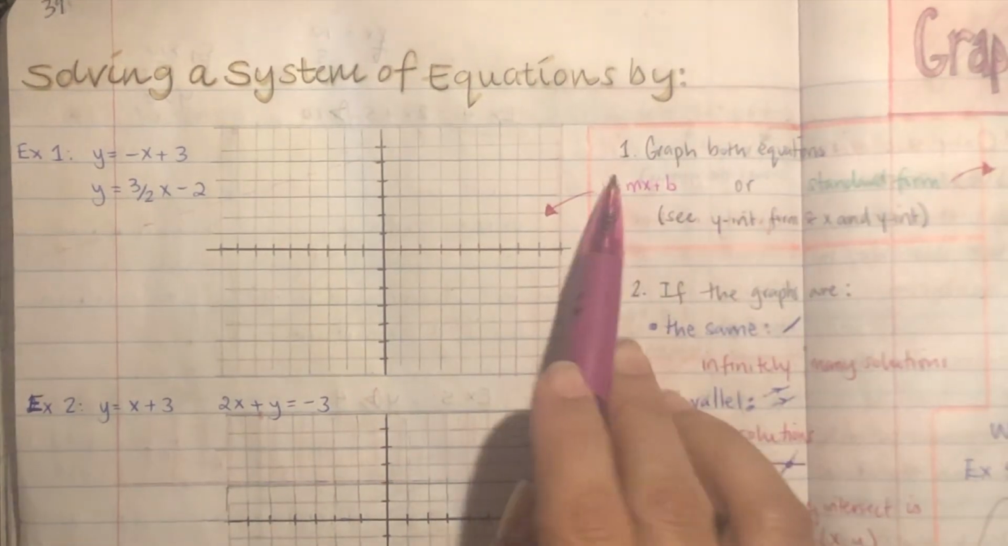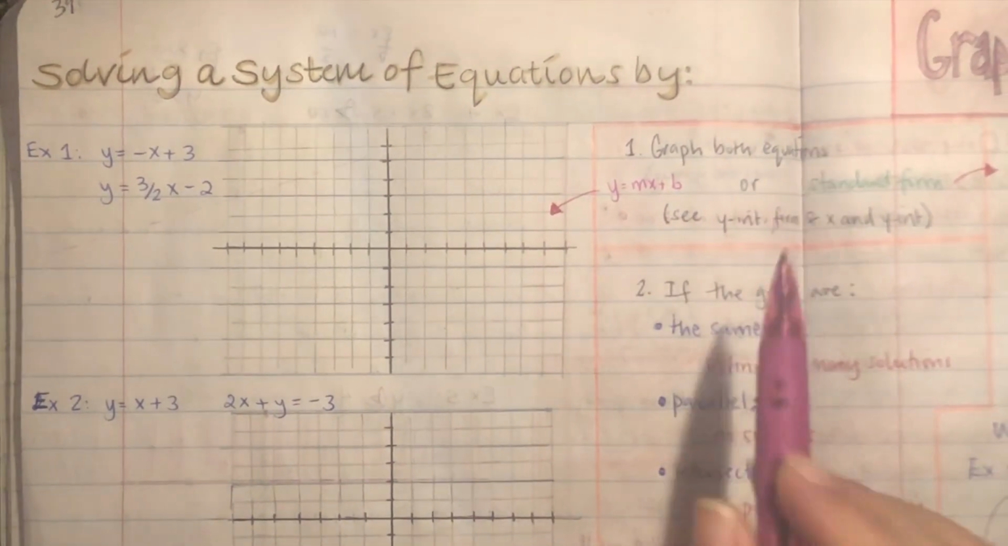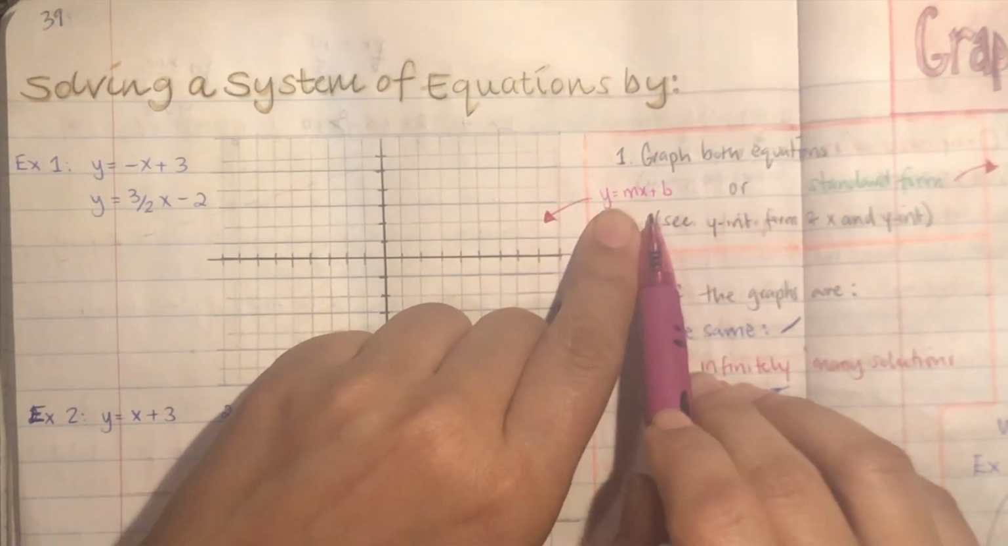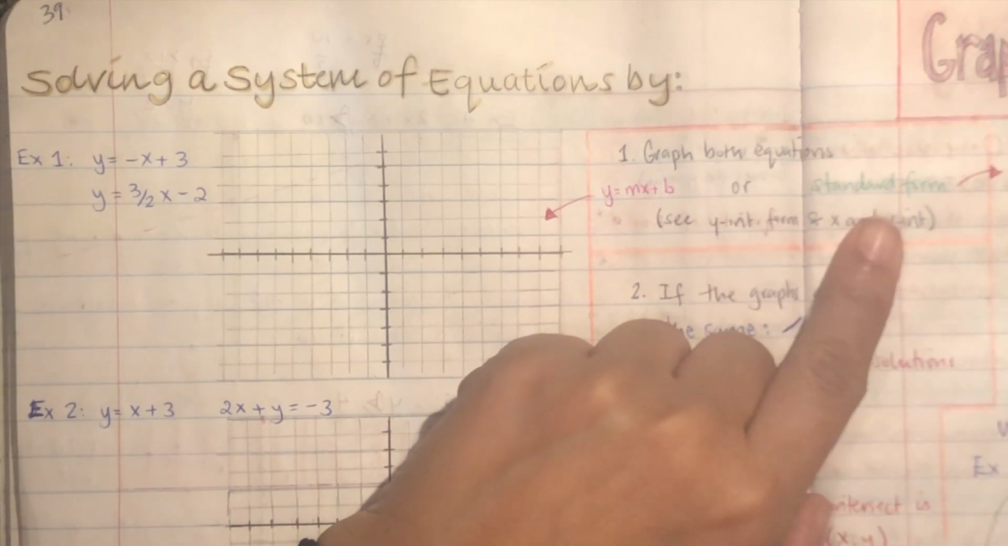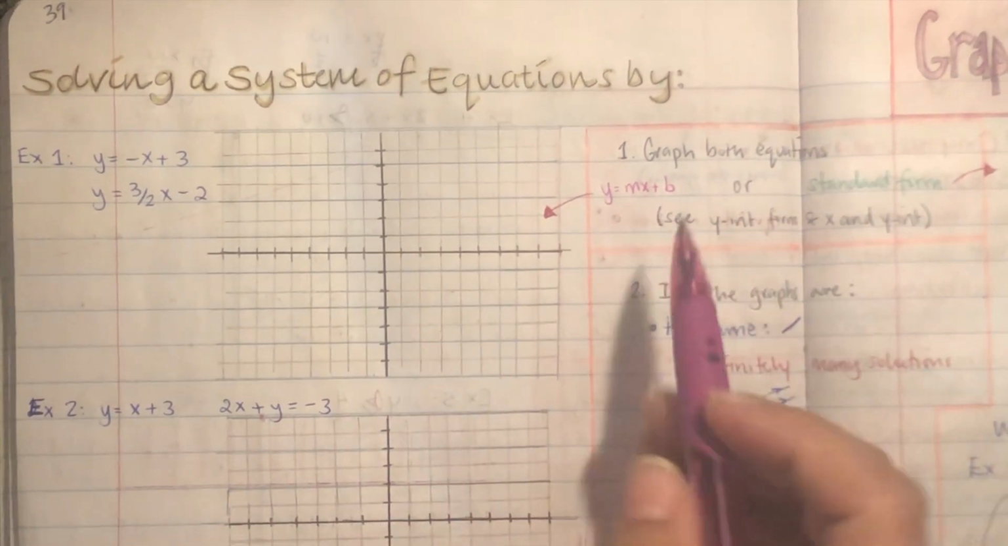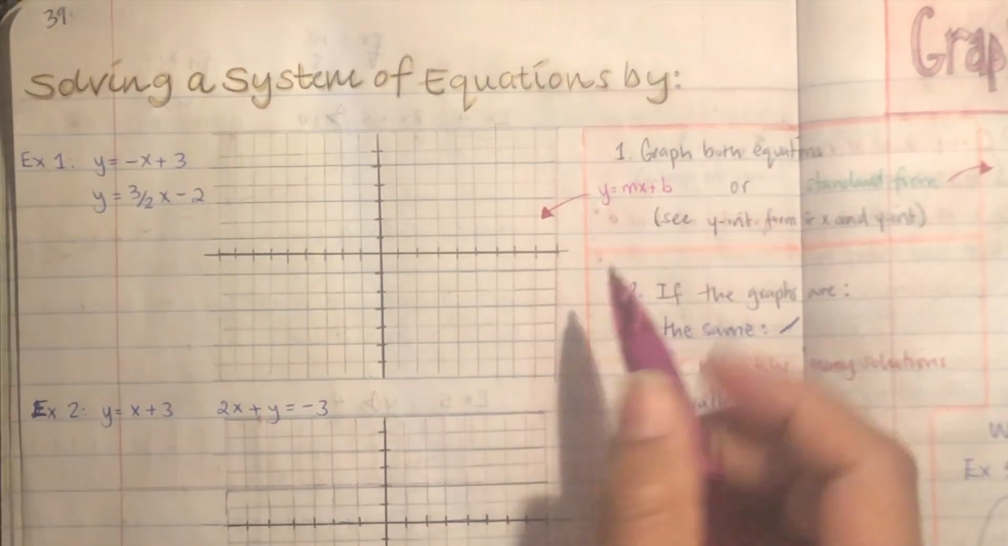Graph it. Number one, graph both equations. So there are two ways to graph, either by y equals mx plus b form or by standard form. If you've forgotten, go ahead and just look back in the previous videos. Y equals mx plus b form is really easy.